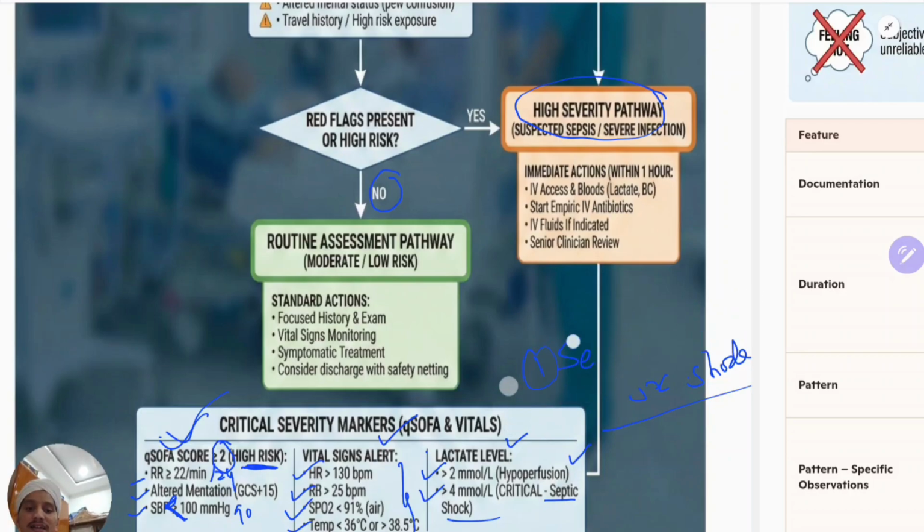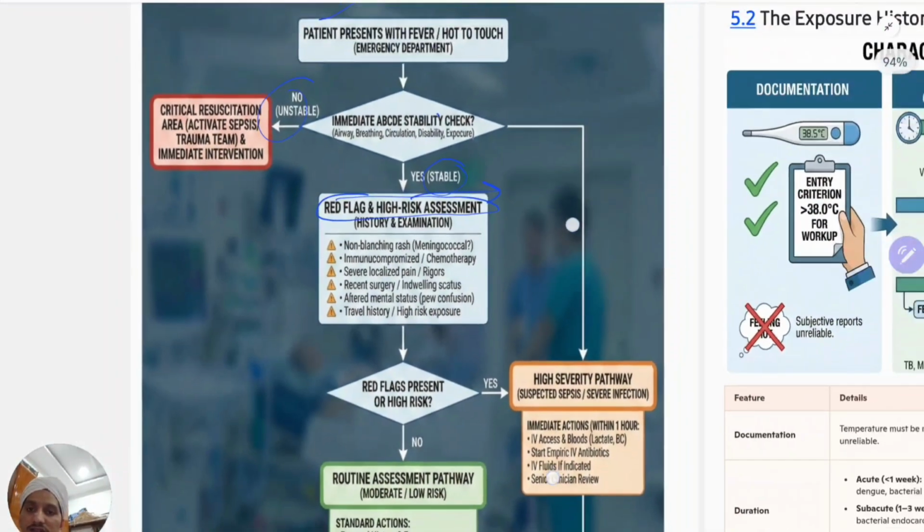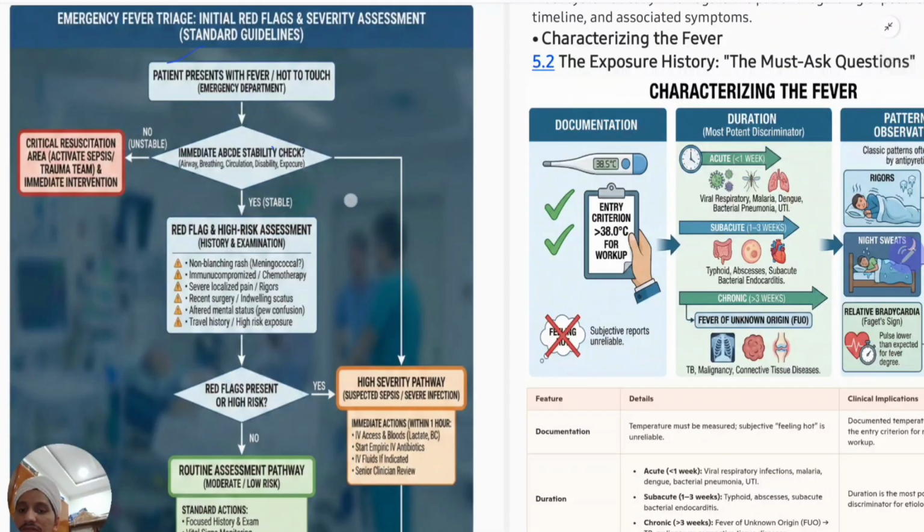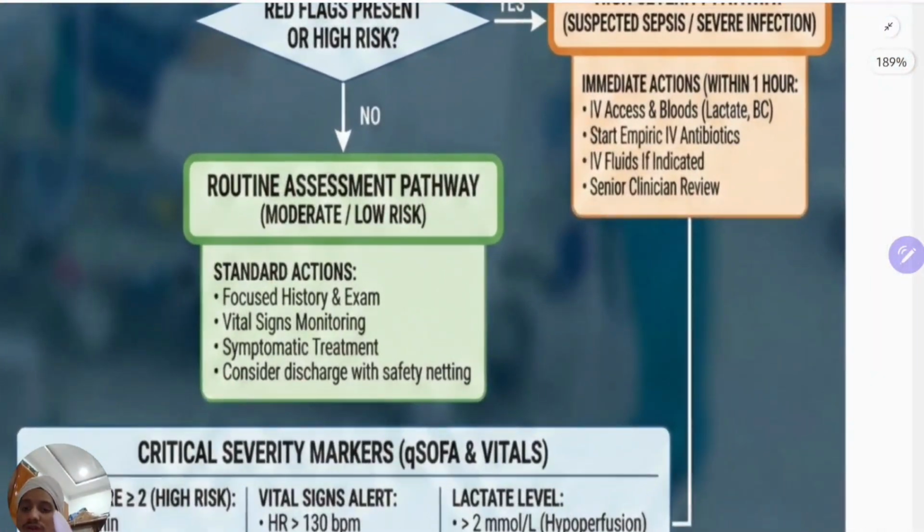Now if nothing is there, the patient is not severe, does not have any red flag, and is not unstable, and the duration of fever is less than 4 days, then what will you do? You will take a focused history and examination. You will monitor the vital signs. You give symptomatic treatment. What is that? Paracetamol.